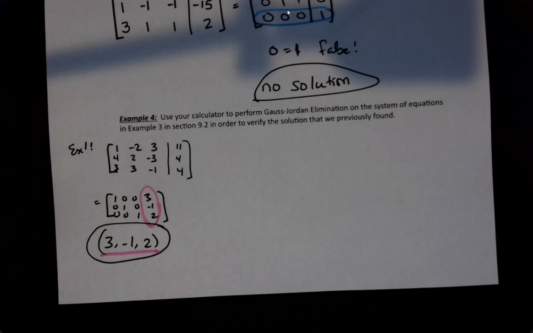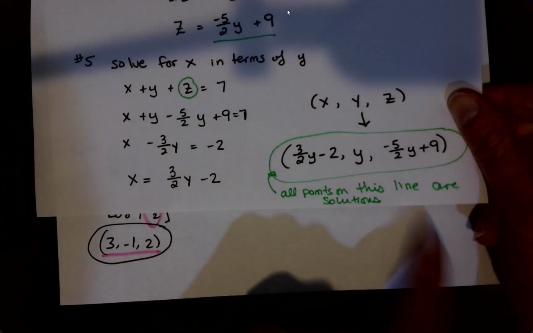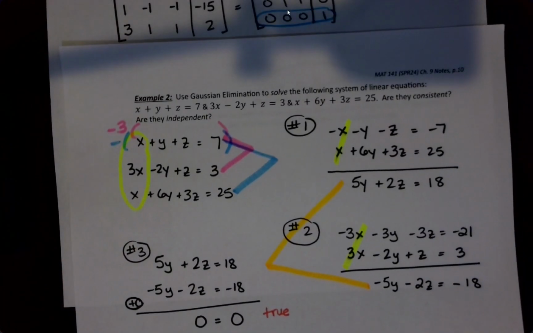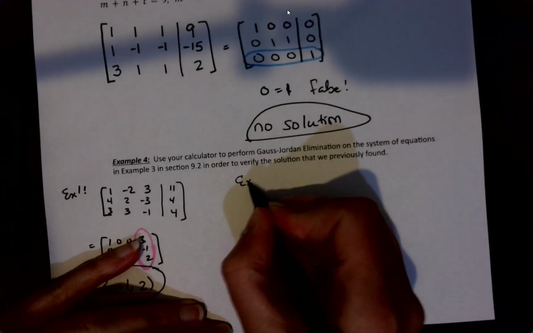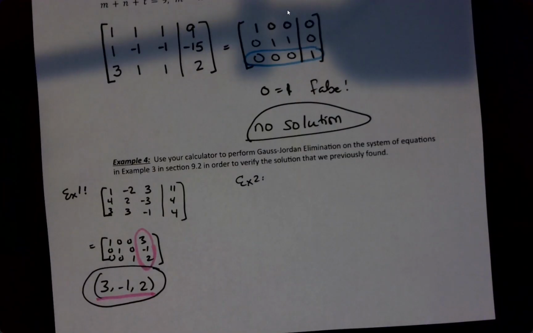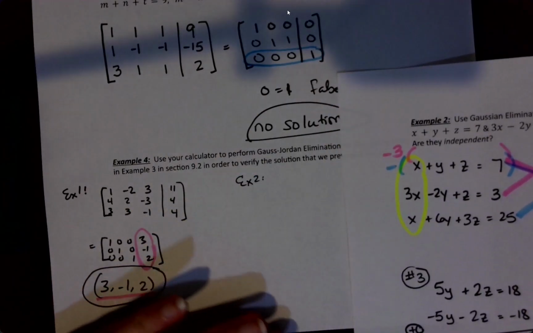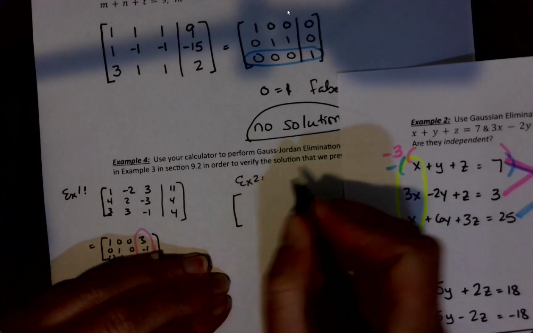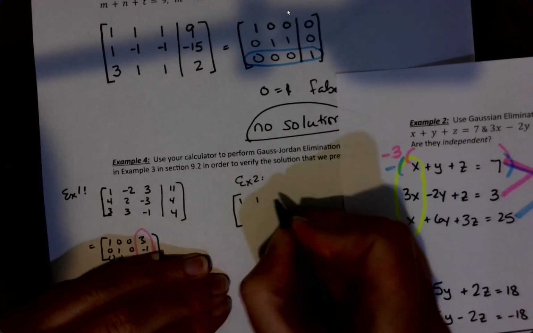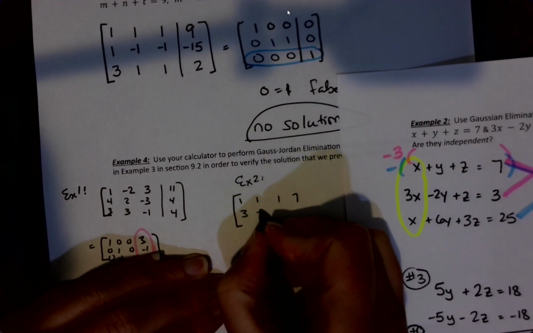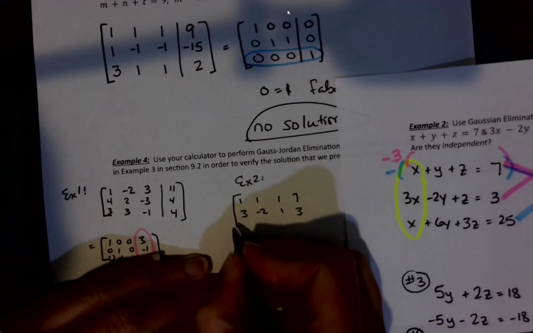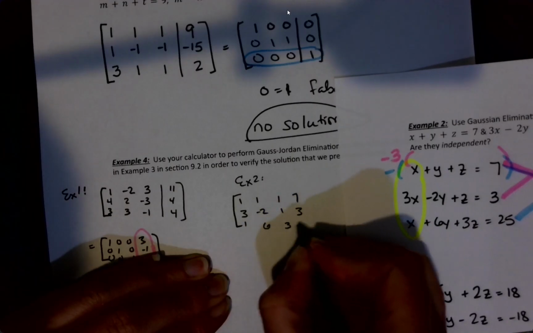One more I want to check because example 2 was dependent. If you remember, we got all points on this line are solutions. Let's just see how this one looks if we are to solve this one with matrices. So in example 2, let me write my matrix over here. Coefficients are 1, 1, 1, 7, 3, negative 2, 1, 3, 1, 6, 3, 25.